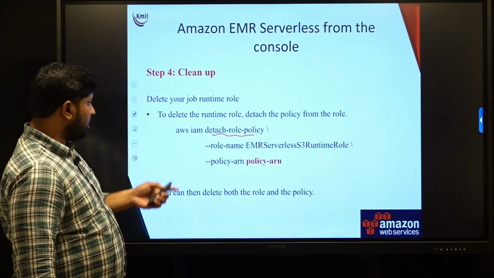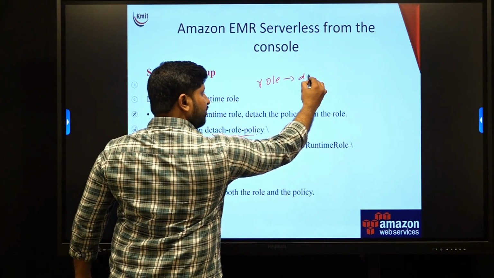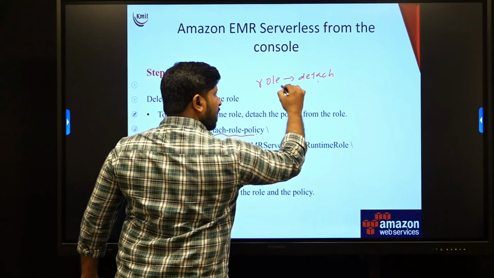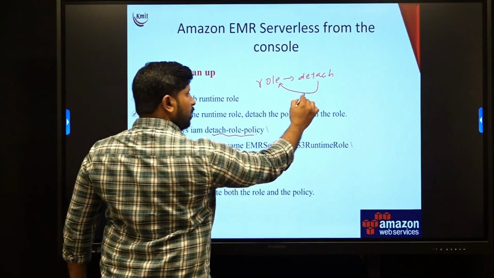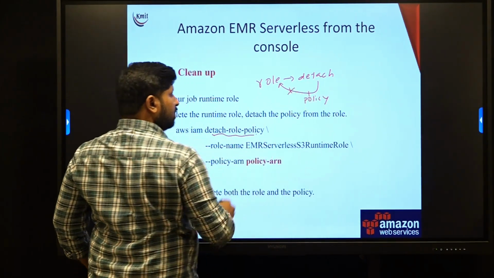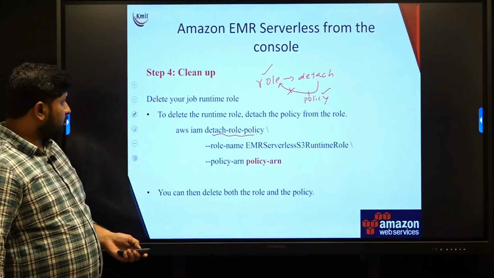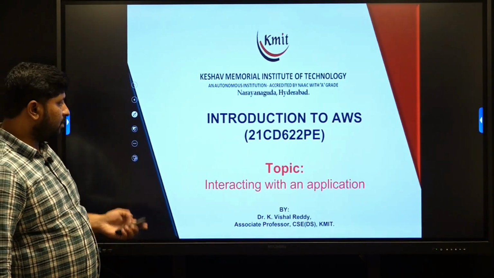So just over here, if you want to delete the role, you need to detach the policy first. Whichever policy you had attached to this particular role, you need to detach the policy. Once this policy is detached, then you can delete the role, then you can delete the policy. So this is the way you can clean up the things.